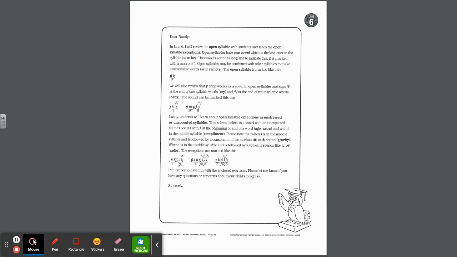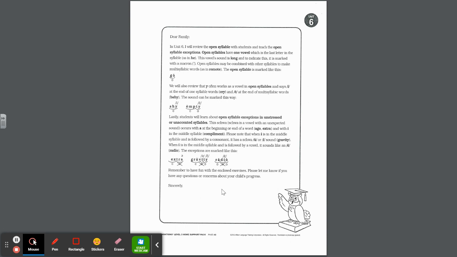So we have open syllable exceptions. Extra, it looks like it's open, this A, because it's not closed in, but we don't say extra. That's why it's an open syllable exception and it makes the schwa sound. Gravity, it looks like grab is closed, which it is. It looks like this vowel, though, is by itself and open, but we don't say gravity. Okay, that's why it's an open syllable exception, making that schwa sound in the middle. And last but not least, we have radio. So this is an open syllable exception in the middle because we don't say radio. It says that E sound because again, it's followed by a vowel.